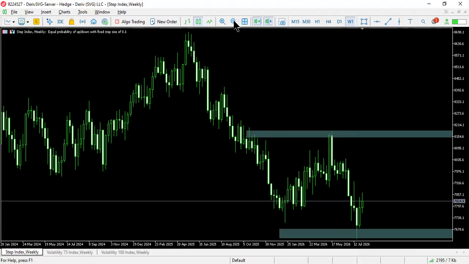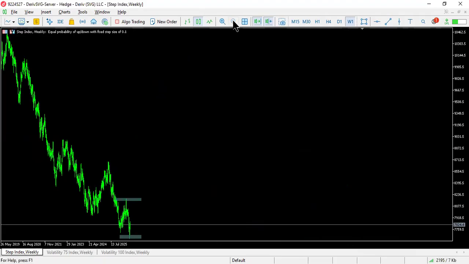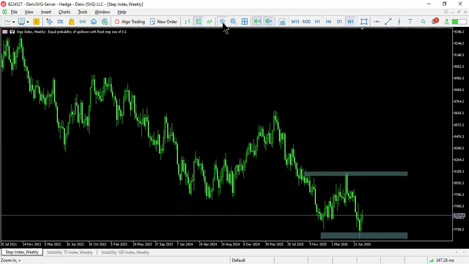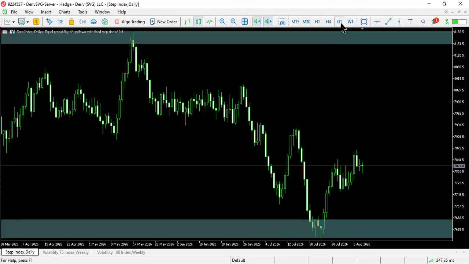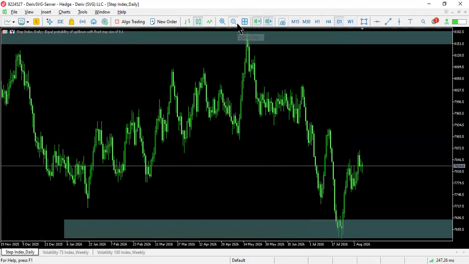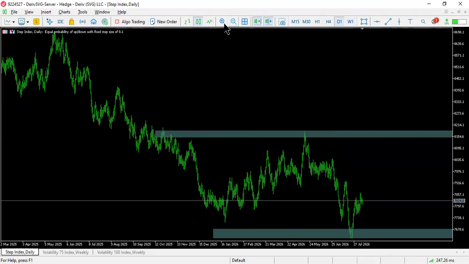I always look for selling opportunities because if you can minimize, you can see that step index has been pretty much selling from 2019. Therefore, if you want to get high probability trades on step index, always look for selling setups. All right, moving on to the daily time frame.